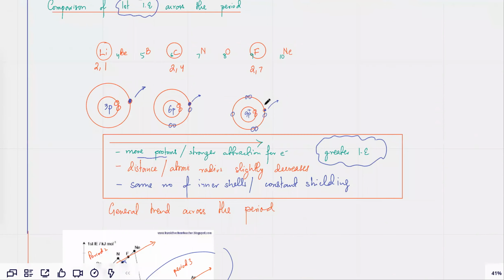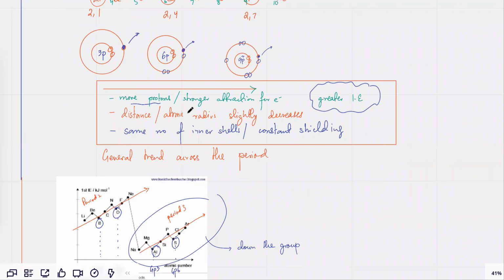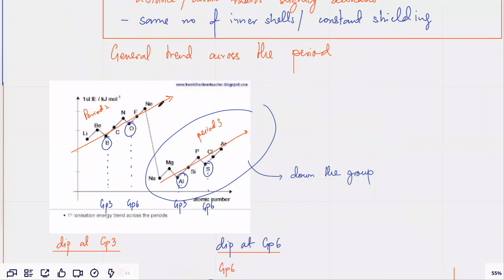The distance also slightly decreases when you move across the period. And they have the same number of inner shells, which means the shielding is constant across the period. So because of all these factors, and specifically because you have more protons, it becomes harder to remove electrons. So across the period, ionization energies constantly increase. Is this clear? Yes.